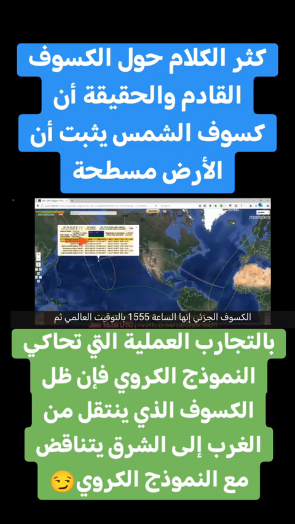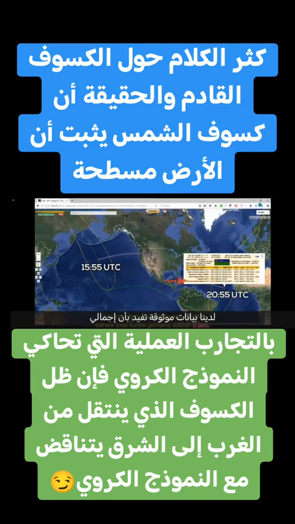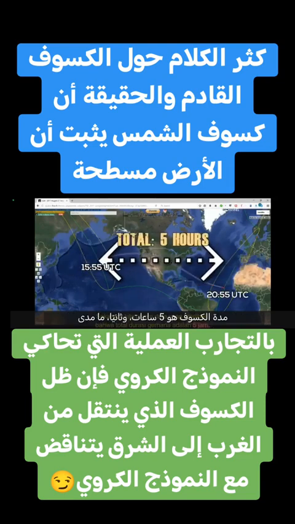See the start of partial eclipse, it's 1555 UTC. Then the end of partial eclipse, 2055 UTC. Now we have credible data that total eclipse duration is 5 hours.